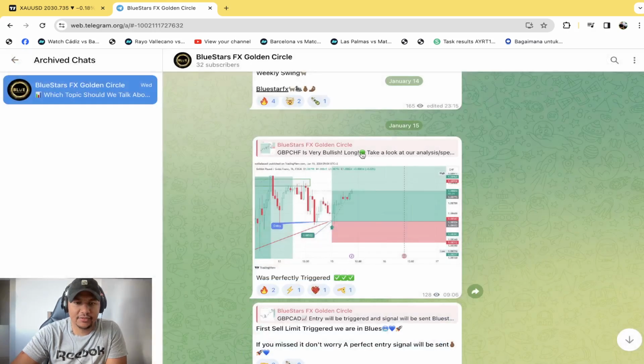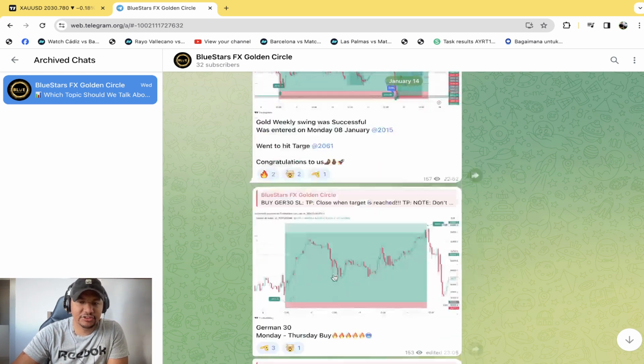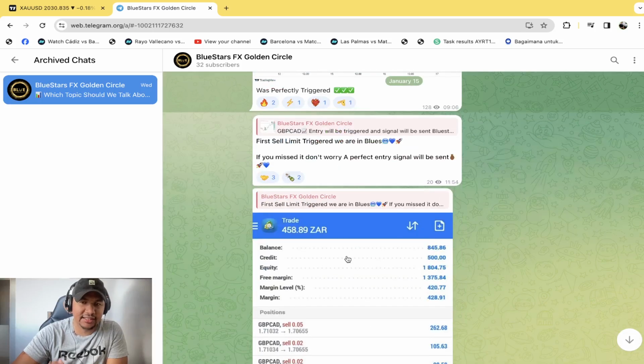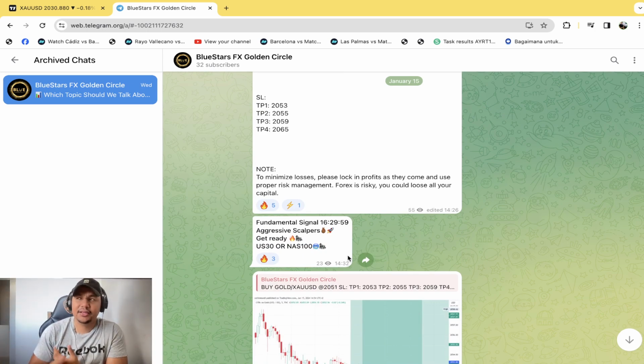And if I go back to this trade there, okay, take a look at our analysis speculations for GCHF. Entry will be triggered and signal will be sent or put a buy limit, right? Now that is not a clear indication of a signal, which is why I do not look at things like that. But I will cover these setups as well, just to give you guys an indication of how well these guys are able to read the market.